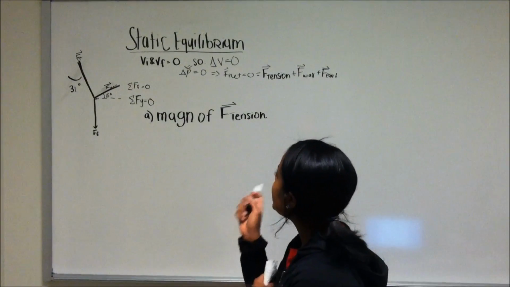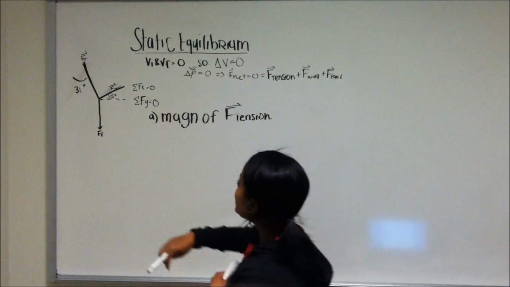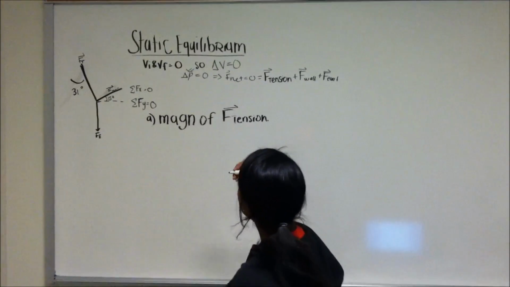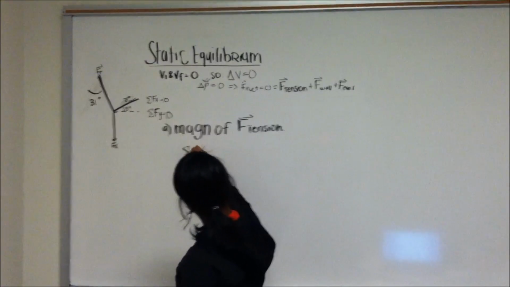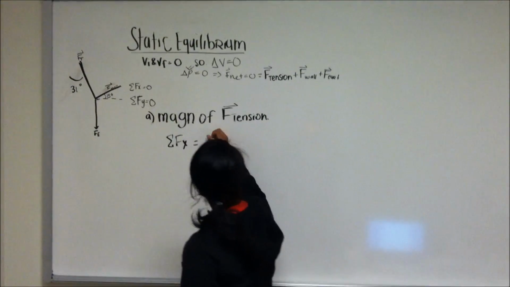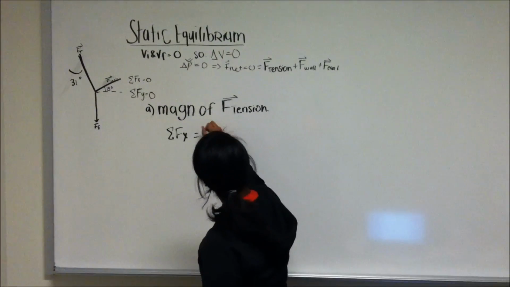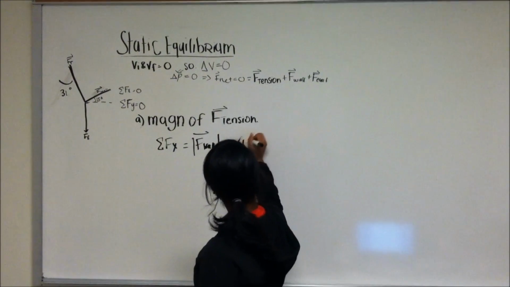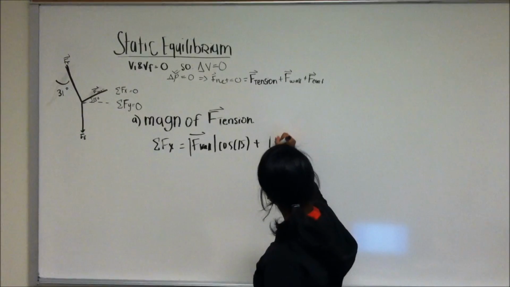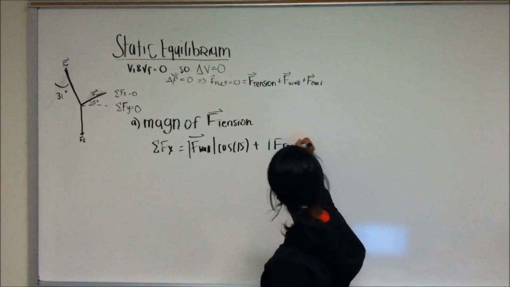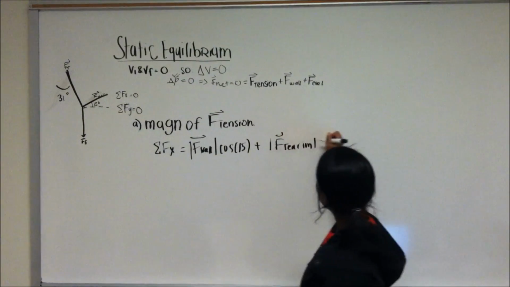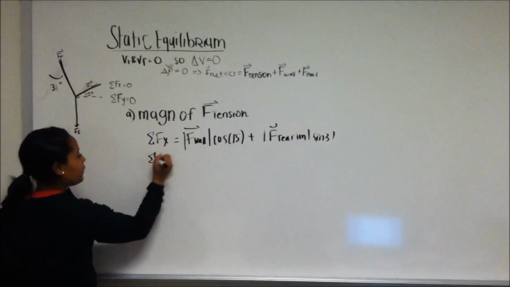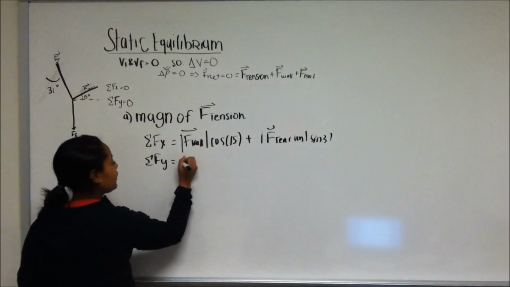So we can split the forces into x and y components, and that makes it easier when you draw a free body diagram. We need to find the magnitude of the force of tension. So first let's find the sum of the forces in the x direction. That is equal to the magnitude of the force of the wall times cosine of 15 plus the magnitude of the force of tension times sine of 31.